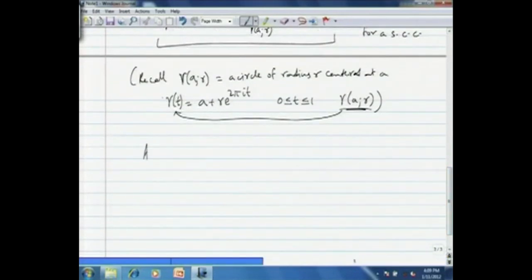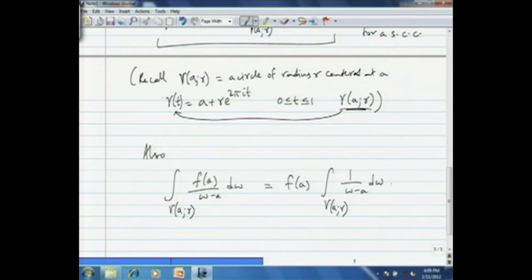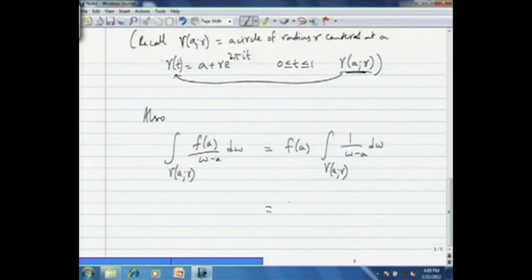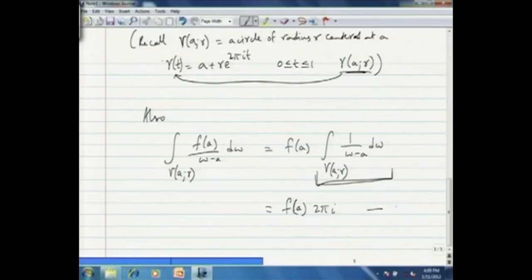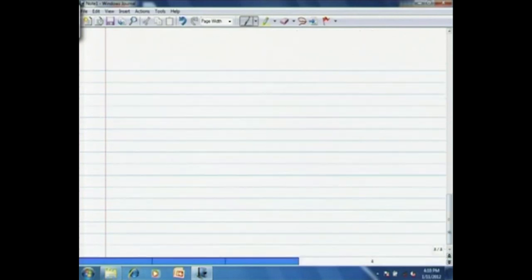And also the integration over gamma a r of f of a by w minus a dw is equal to f of a times the contour integral over gamma a r, the circle of radius r about a, of 1 by w minus a dw, essentially because f of a is a constant. And this is equal to f of a times 2 pi I, because recall that this is the fundamental integral which we computed a few sessions ago. So the value of that integral is 2 pi I. This we will store as equation 2. So the integration of f of a by w minus a on this circle is 2 pi I times f of a.